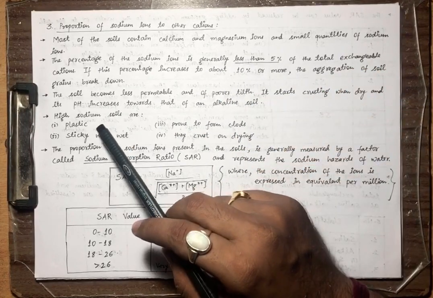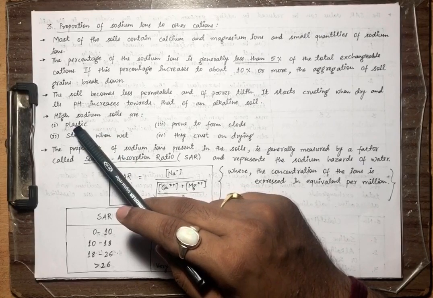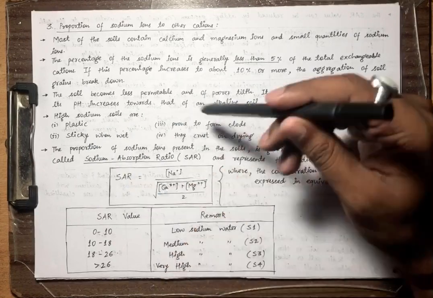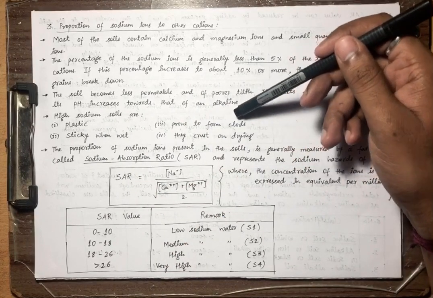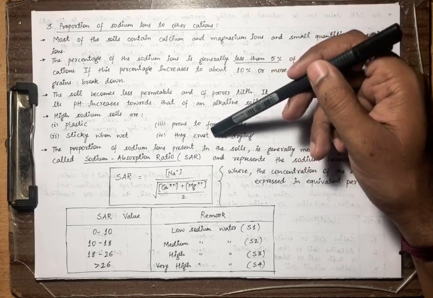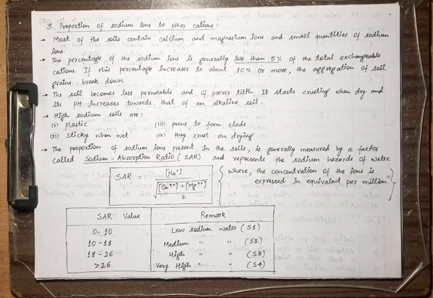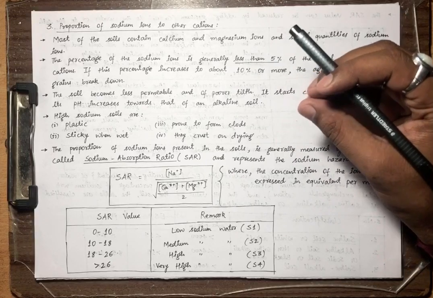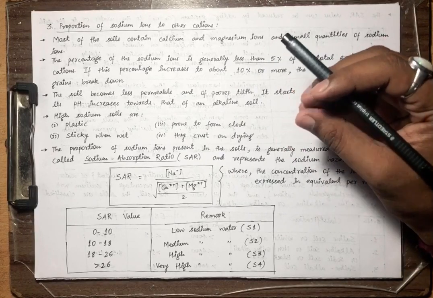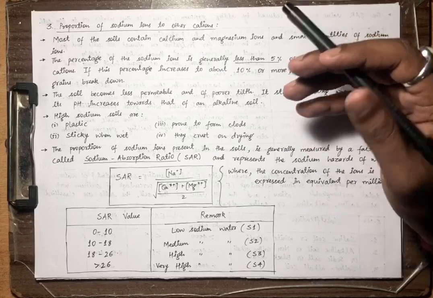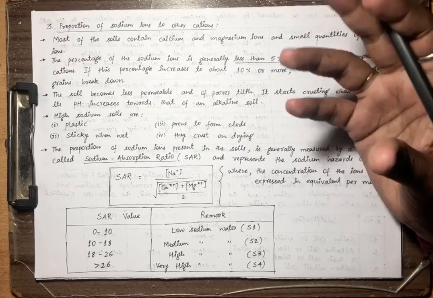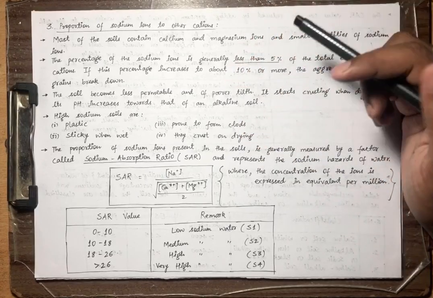How are we going to check whether the soil is high in sodium or not? High sodium soils are plastic, sticky when wet, prone to form clots, and they crust on drying. You might have observed that black cotton soil or red soil seems sticky when wet, and when a lump is made dry, it will crust, or break down into small lumps.